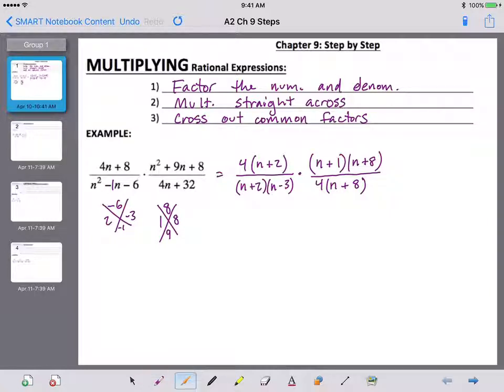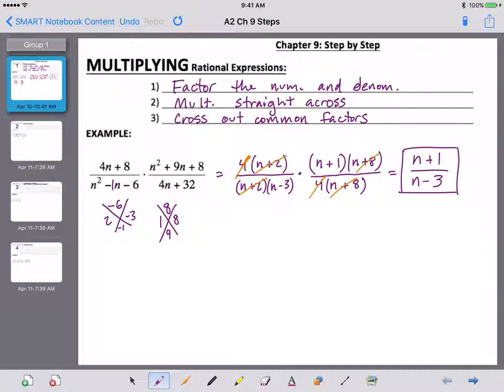So now the fun part, you can cancel stuff. I see that the n plus 2's match here, the n plus 8's match in the second fraction, and these 4's match as well. In the numerator, we're left with n plus 1, and in the denominator, we're left with n minus 3.